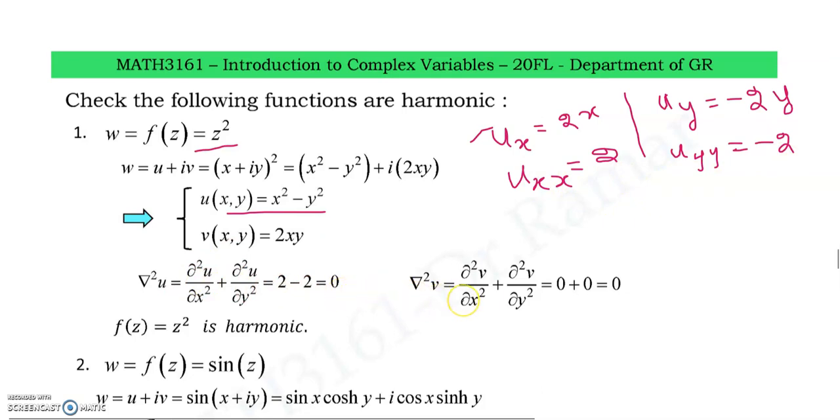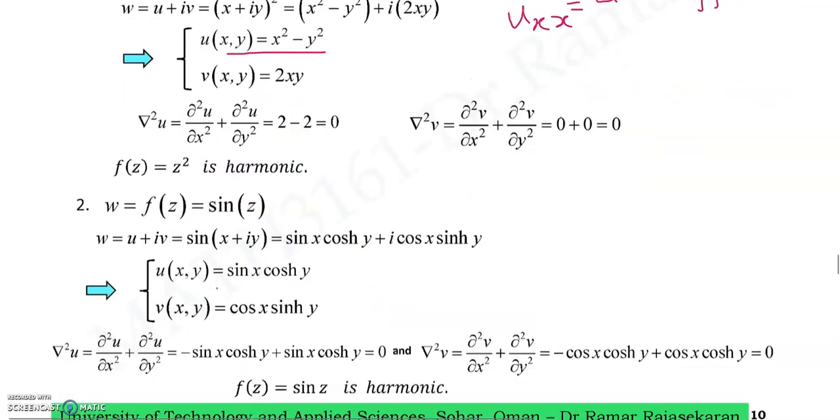Similarly you can do it for v also. Now u and v satisfy the Laplace equation, that's why we can say that u and v are harmonic, therefore we can say that the function is harmonic. This is the way to check the condition for harmonic.